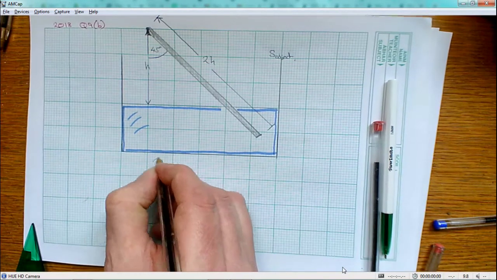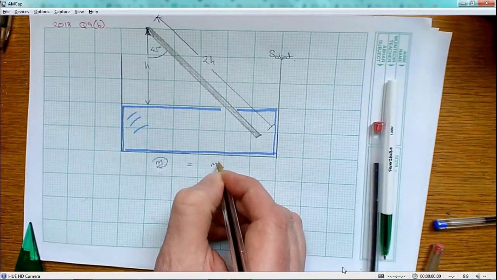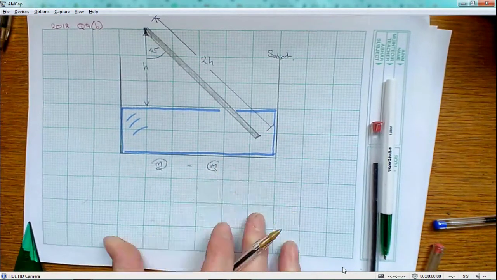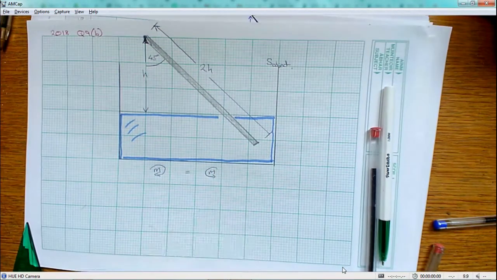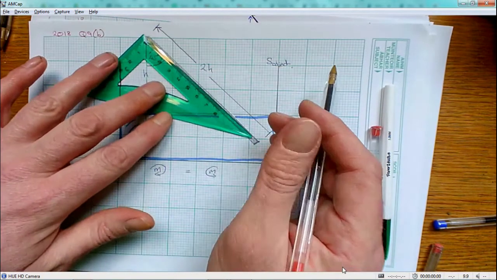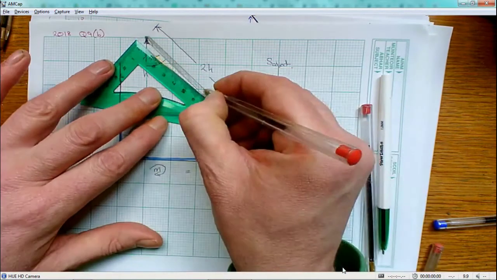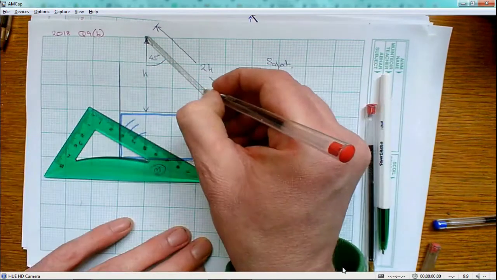So the moments clockwise are equal to the moments anti-clockwise, and that's fine. I suppose it's trying to put in the forces really. So if I'm right, pretty much close to this anyway.